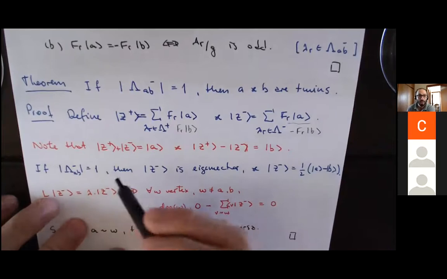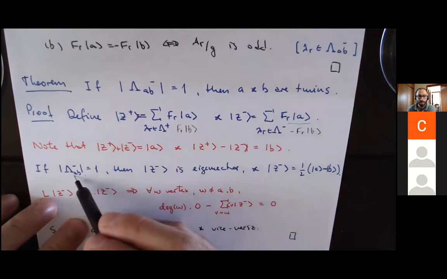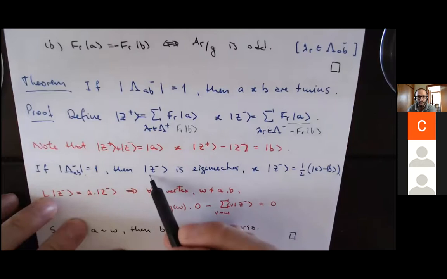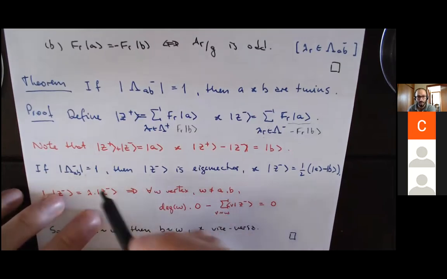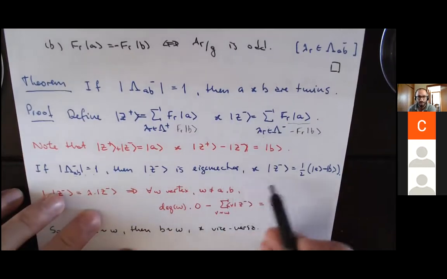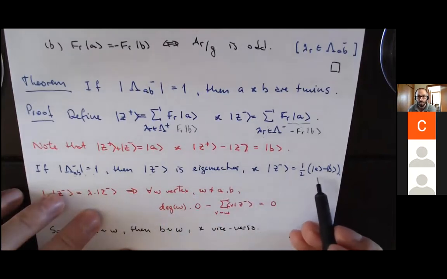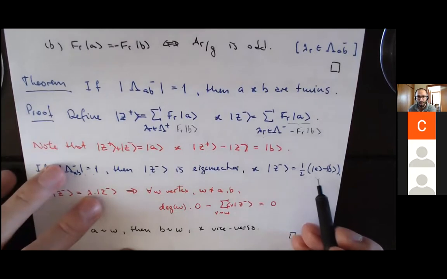Now, if there is only one eigenvalue in the negative support, it means that this sum has only one term, and this is in fact an eigenvector. This will be the projection of ket a onto the eigenspace of the only eigenvalue in here. And this eigenvector, because of these two red equalities that I showed, is actually 1/2 (ket a minus ket b). So if there is only one eigenvalue, this is an eigenvector.